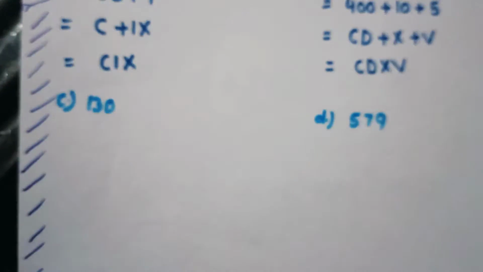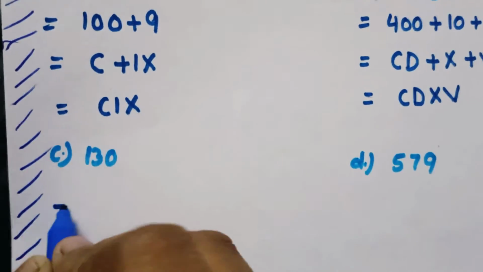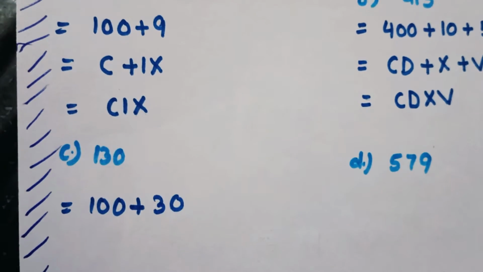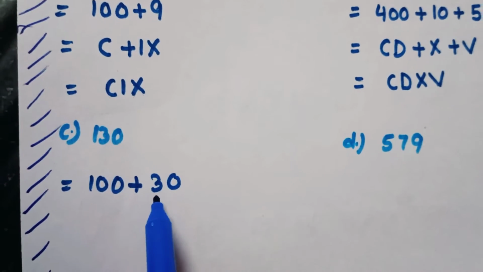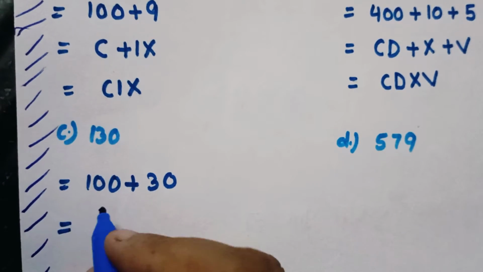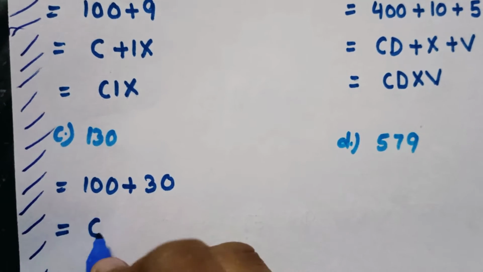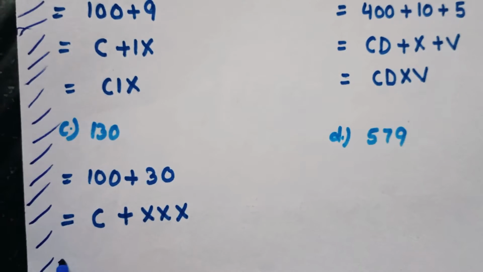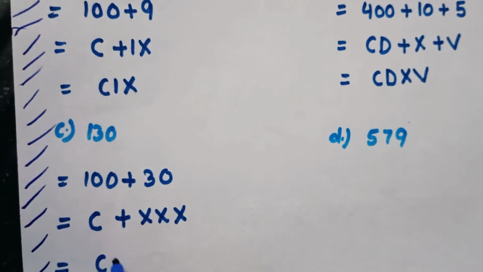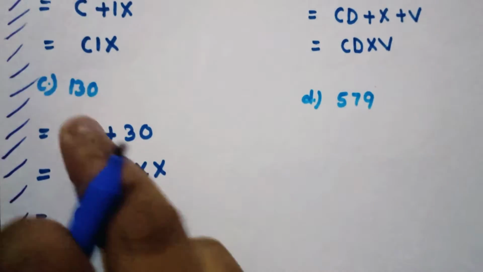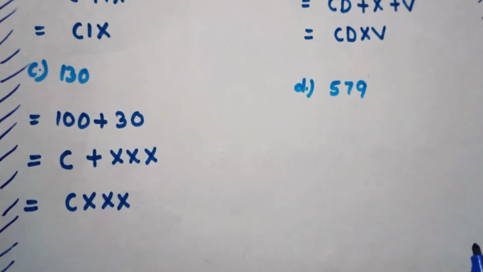Okay, now 130. How to solve it? Just expand it: 100 plus 30, because we easily know the Roman numeral of 30, XXX. Now the Roman numeral of 100 is C. Put a plus sign and then XXX. Remove this plus sign and join all the Roman numerals together. CXXX is the Roman numeral of 130.